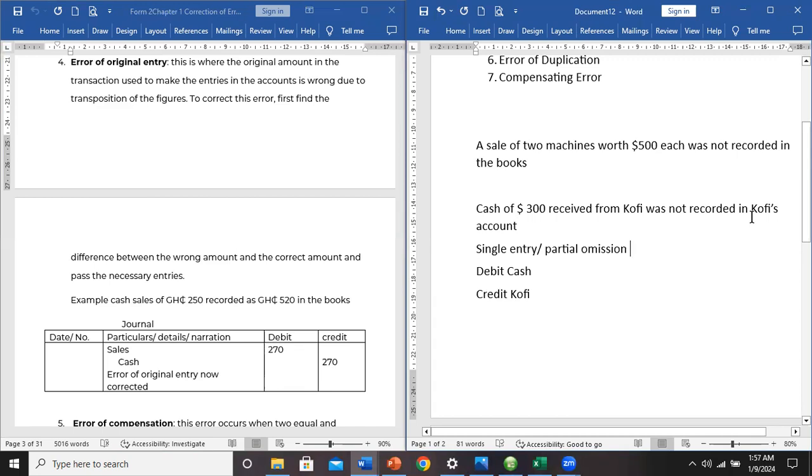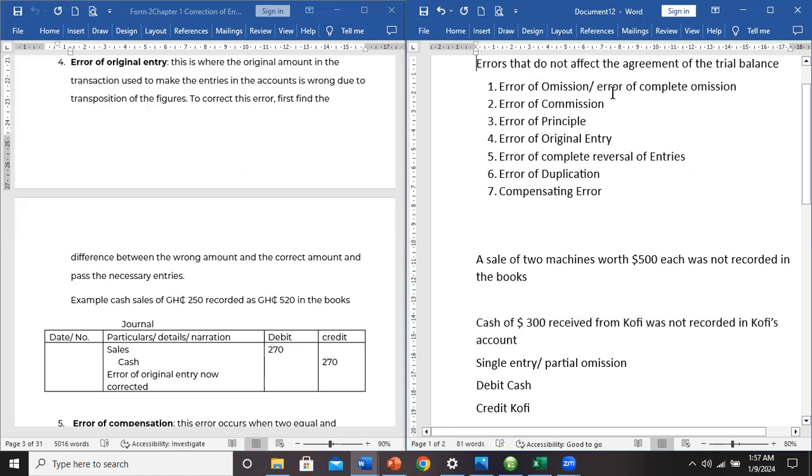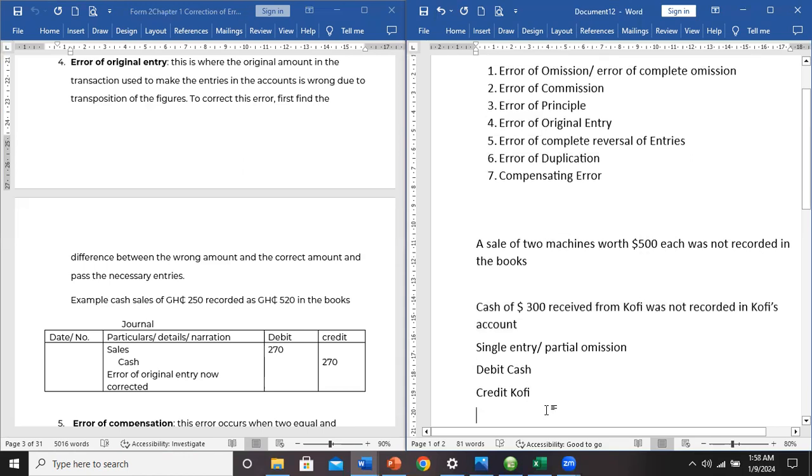I brought this in so that you can differentiate between error of omission, which is where the transaction was not recorded at all. So this cannot be an error of omission because part of the transaction was recorded. But for the error of omission we are looking at here, none of the double entries should be done. So there should be no credit or debit, especially for Sir Kenton, for your information. So this is an error of single entry or partial omission. That's why in some books you see error of omission as error of complete omission. Okay, so I just brought that in to assist you.